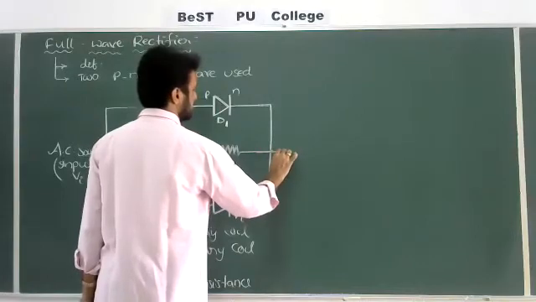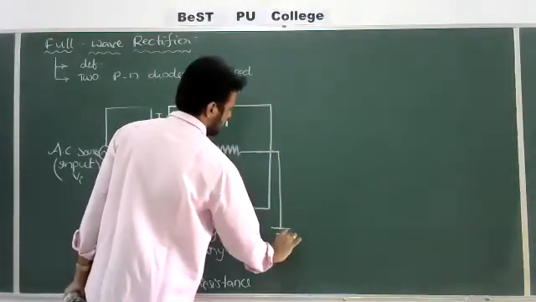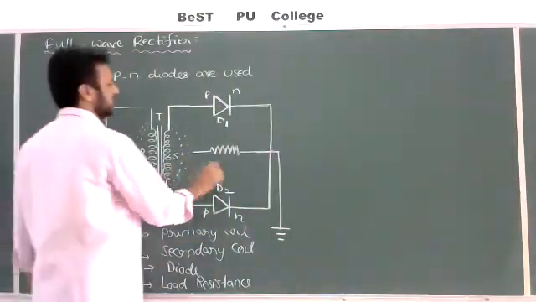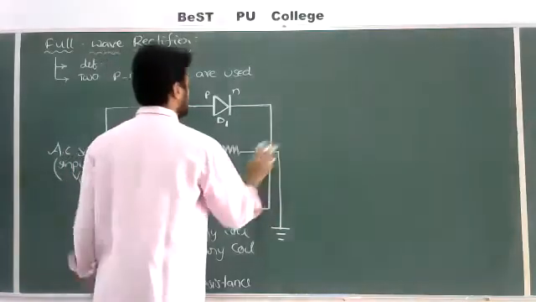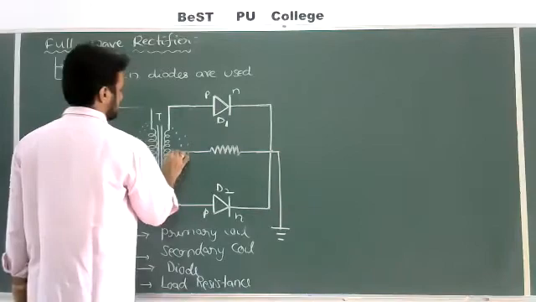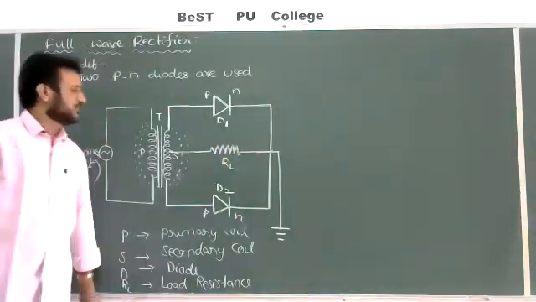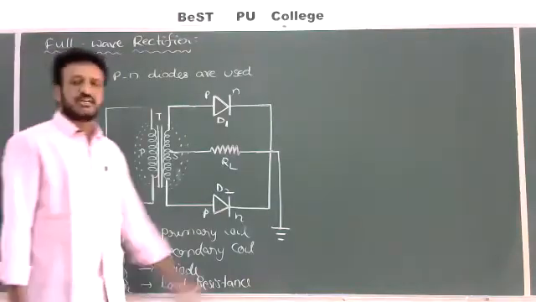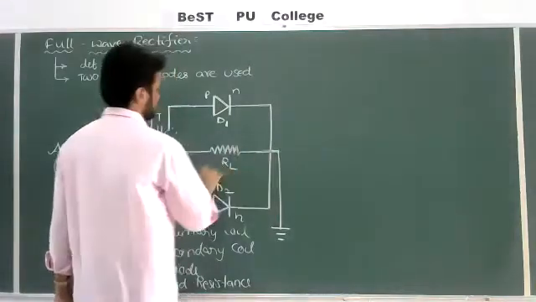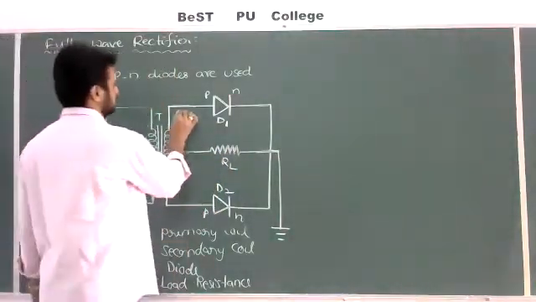This will generally be connected to the center tap, meaning connected to the ground. Here it will be connected to the center of the secondary coil. It is the load resistance RL. So it is an earth connection; we should take a ground connection or earth connection. That's all. So through the load resistance we can take the output value.